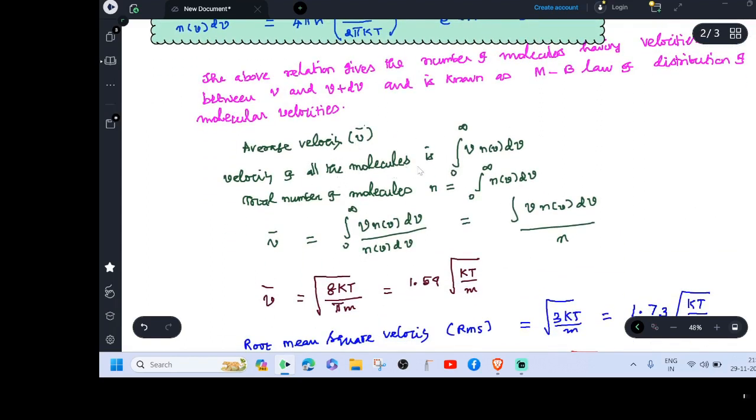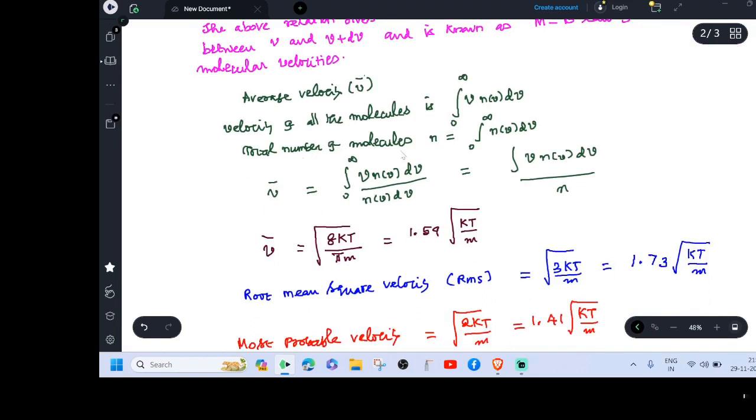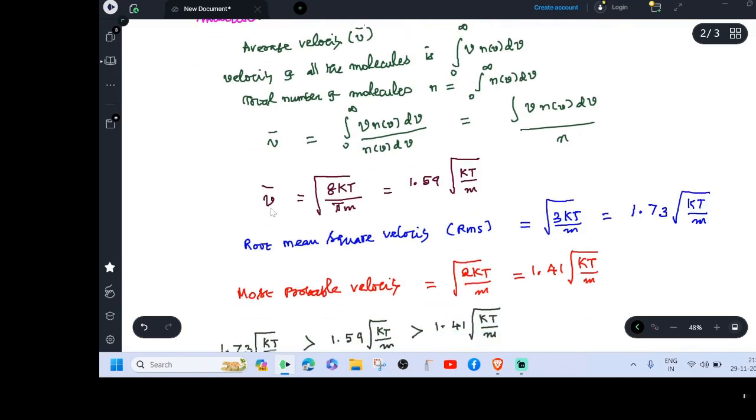The velocity of all the molecules is the integral of v into n of v dv, with limits varying from 0 to infinity, because the molecules are moving with velocities between 0 and infinity. Then the total number of molecules is given by this formula. So v bar is equal to this much. Finally, we get v bar equal to root of 8kT divided by pi m, which is equal to 1.59 into root of kT by m. Root 8 by pi value is 1.59.